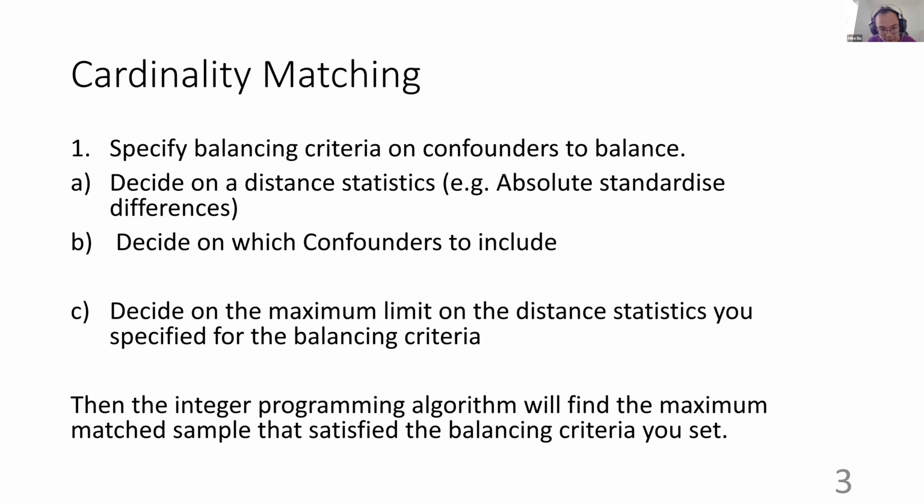these confounders. And then you have to give the balancing criteria for the confounders a maximum limit on the distance statistic that you specify. So for example, you might want your matched data set to have a maximum absolute standardized difference of 0.1 for all the confounders.